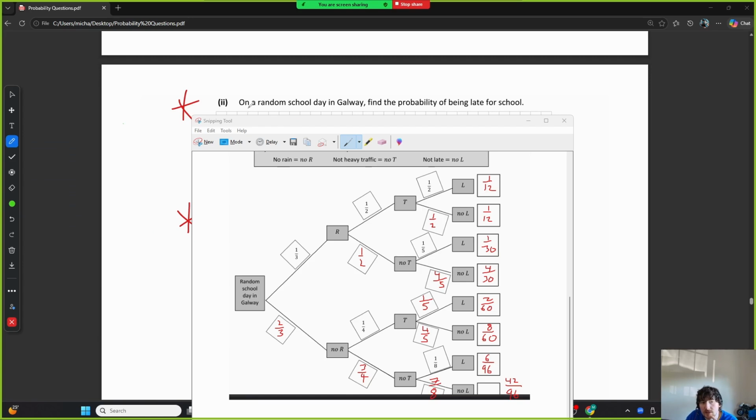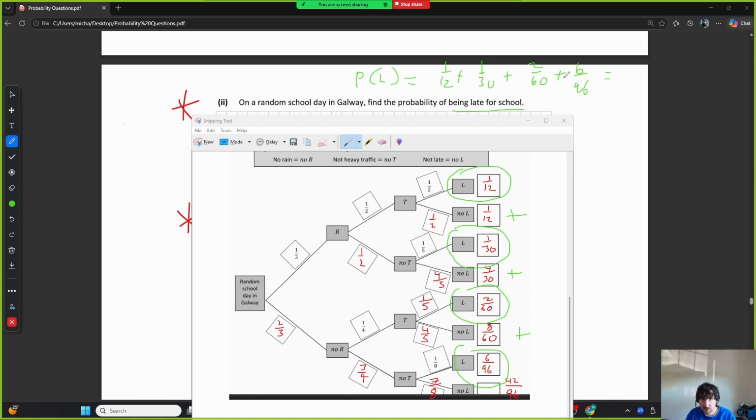So anyways, on a random school day, find the probability of being late for school. It's pretty straightforward. These are the scenarios where you're late for school, right? So then you just add them up. You can be late this way, or this way, or this way, or this way. So then you could just write the probability of being late, P of L, is equal to a 12th plus a 30th plus 2 over 60 and then plus 6 over 96.